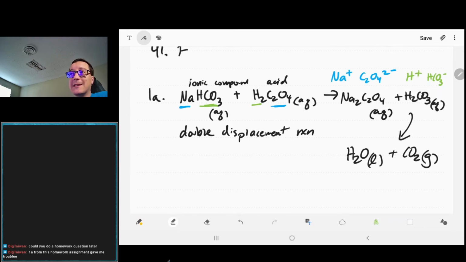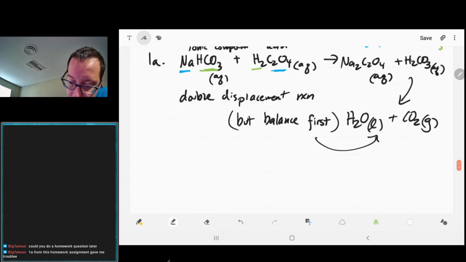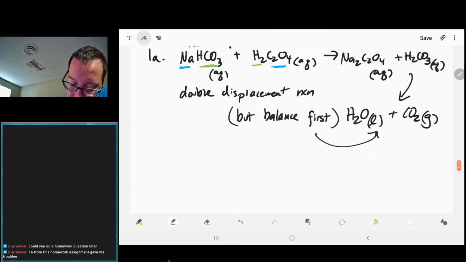It's going to be a lot easier for us to balance this equation before we break up the carbonic acid. So let's balance it first, and then we'll go ahead and break it up. Okay, so if we kind of make a table here, we've got our reactants and our products.